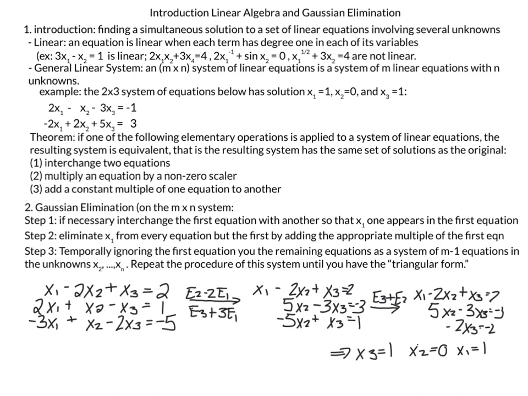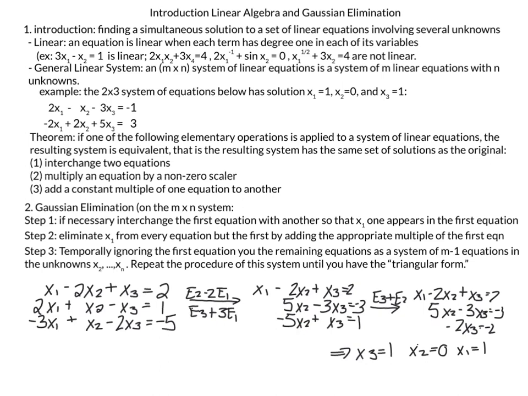Now we're going to ignore the first equation, and we're going to treat this as a 2 by 2 system of equations now with two variables, x2 and x3, and we're going to repeat. So I have my x2 in the first equation. Again, we're ignoring this. And now I want to get rid of x2 from all the other equations. I can do that just by adding e2 to e3.